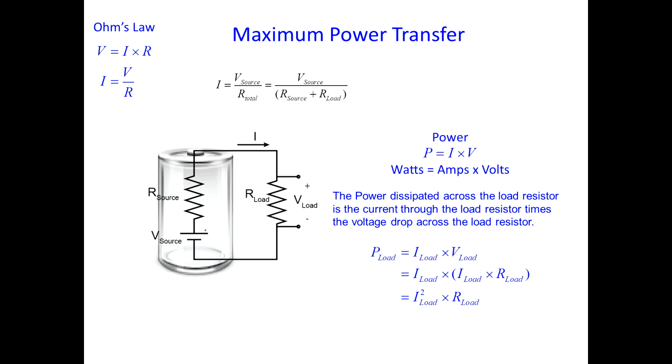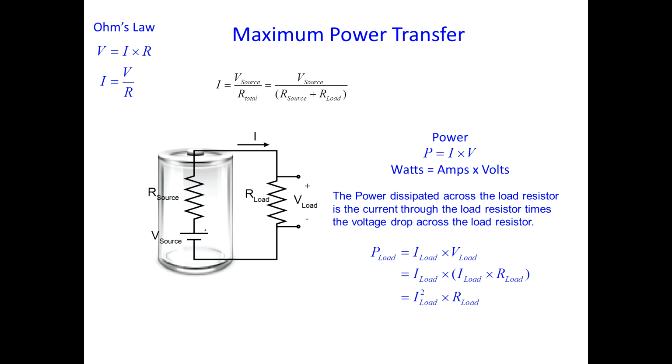Okay, and now we're going to have a load resistor, and the question that we want to find out is, what is the power going across this load resistance? Alright, okay, so now power is just current times voltage. Okay, and so the power across that resistor is the current flowing through it, which in this case is I load, and this is the same current we had before, which is the source voltage divided by the total resistance.